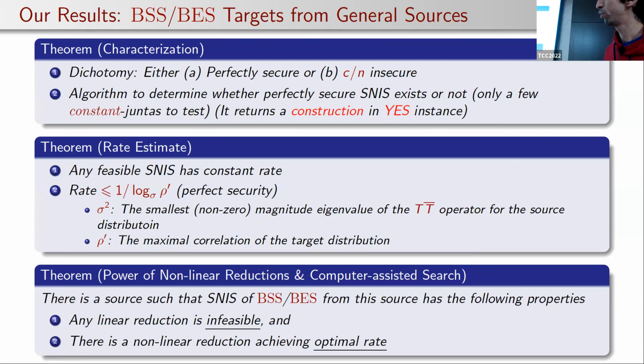For the rate, we proved that any feasible SNIS has constant rate. The rate is not zero. We also proved an upper bound on the rate, which depends on the maximum correlation of the target distribution and the smallest magnitude eigenvalue of some linear operator associated with the source distribution. But the most interesting result in our paper is this one. We showed that there is a source distribution such that SNIS of BSS and BES from that source distribution has the following property: any linear reduction is infeasible, but there is a nonlinear reduction that achieves the optimal rate. Now I'm going to explain.